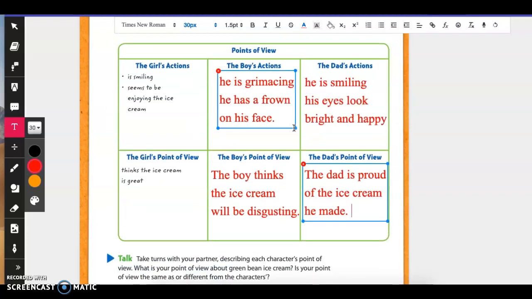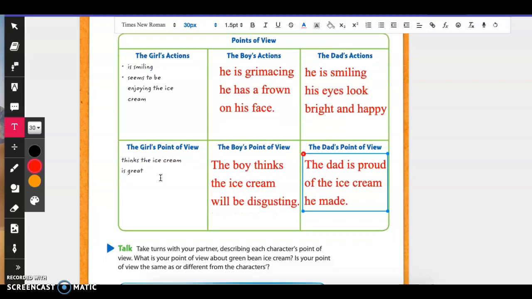So if Miss Lee were there talking to you, I would say, I would try the green bean ice cream, but I don't think I would like it. I've never had green bean ice cream, but my opinion of it would be that it's probably not going to be delicious. It's probably going to be pretty gross. That's just my opinion. That's my point of view.